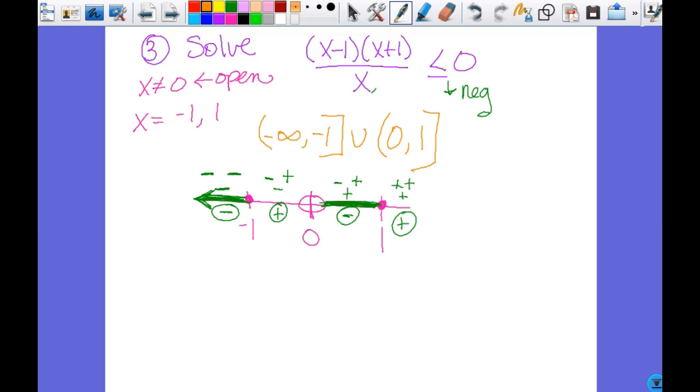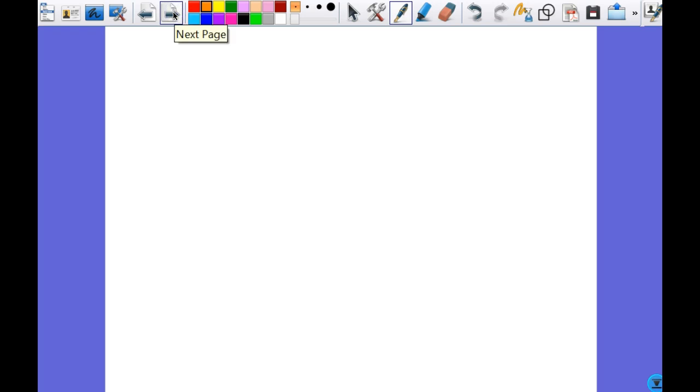Now let's look at one where we have to do a little bit more work to get there, because they're not all going to be that simple. All right. Next one we'll do. So this is example, what am I on, 4? Okay. So we're going to solve this.